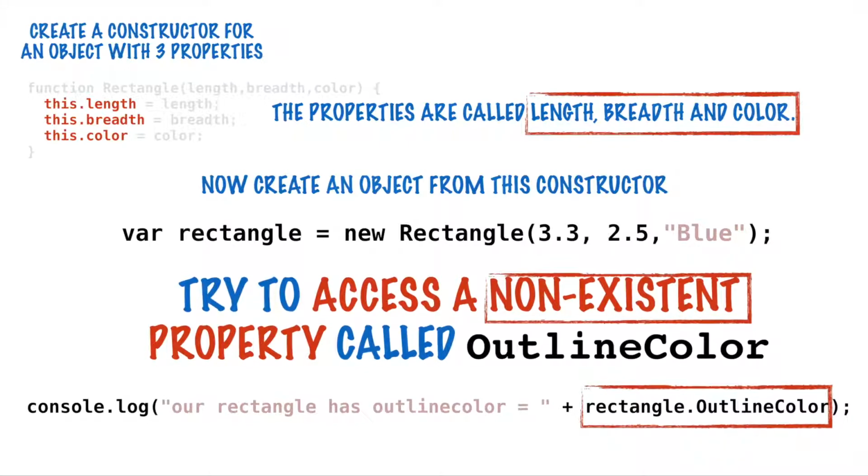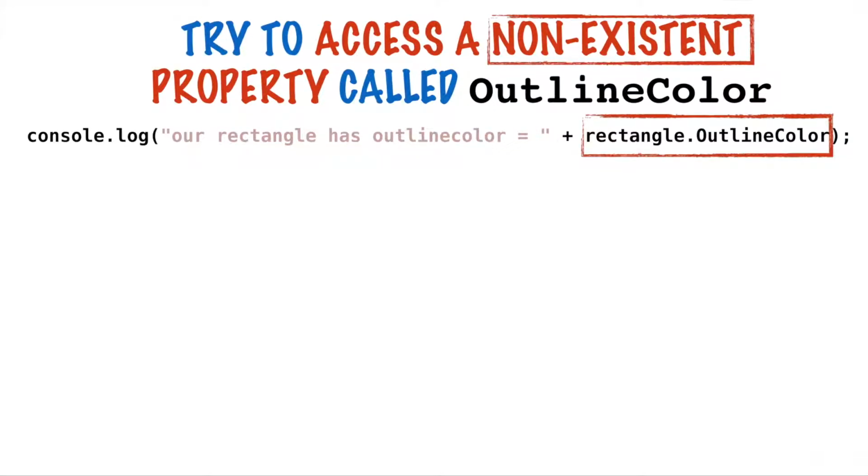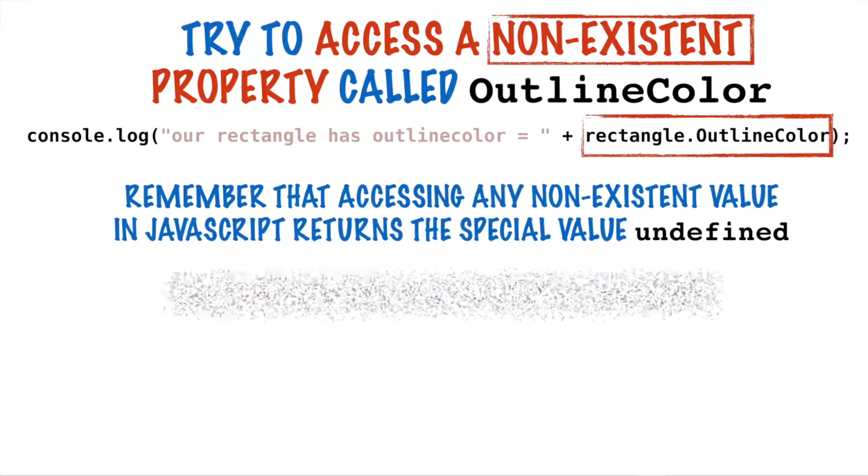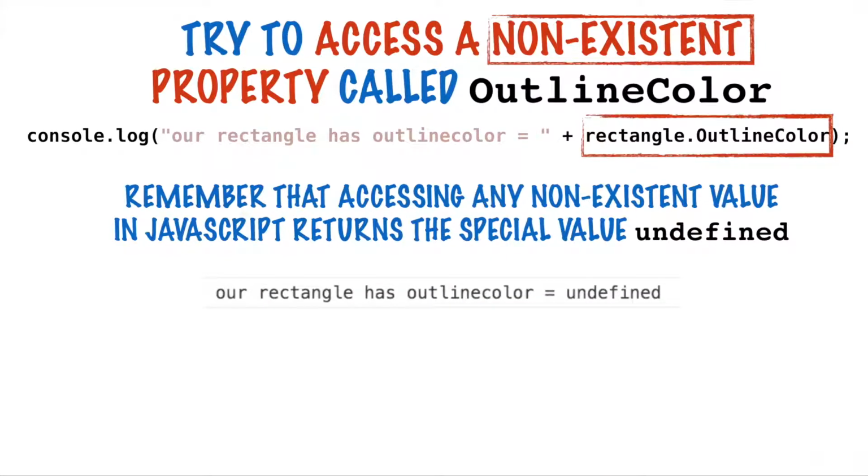This ought to remind you of something we've seen before, trying to access something that is non-existent. JavaScript is quirky in that if you try to access anything that has a non-existent value, it returns the special value undefined. JavaScript has a special undefined value to represent something which does not exist. So the output of this console.log statement will look like what you see on screen. It will say our rectangle has outline color equal to undefined, indicating that rectangle.outline color does not exist.